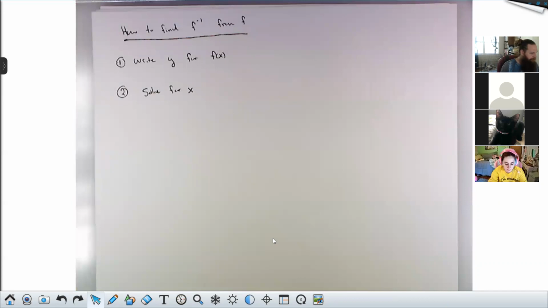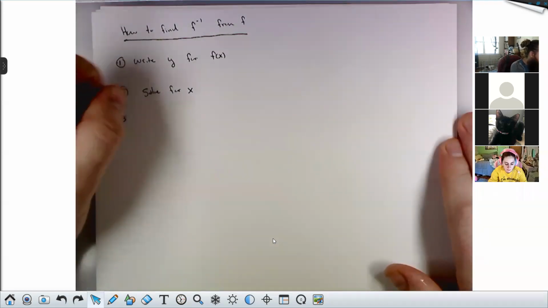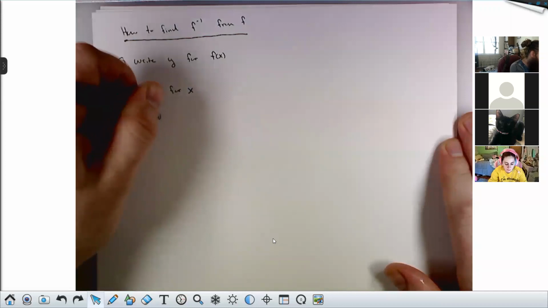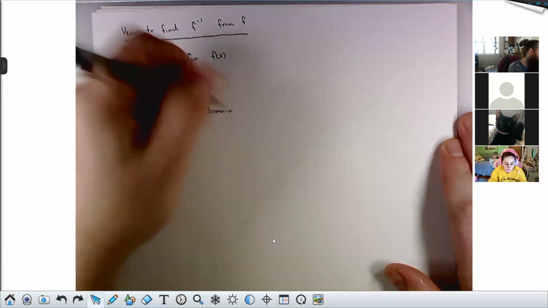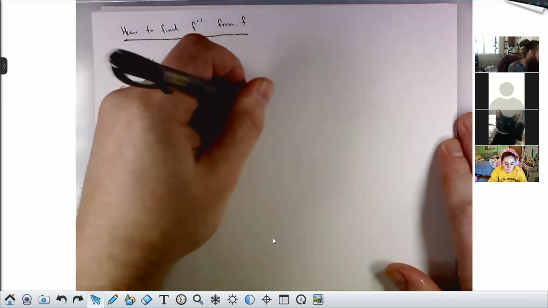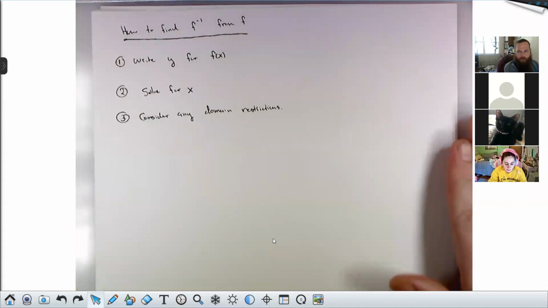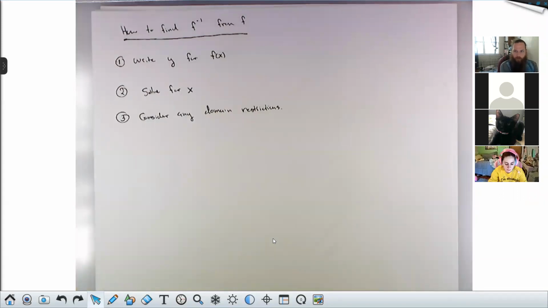Here's the weird step. Consider any domain restrictions. So remember what we said, only one-to-one functions have inverses? Well, being one-to-one depends on your domain. If I think of the parabola x squared, it's definitely not one-to-one. It fails the horizontal line test on its normal domain. But if I restrict its domain and throw away half of that parabola, the new thing could be one-to-one.